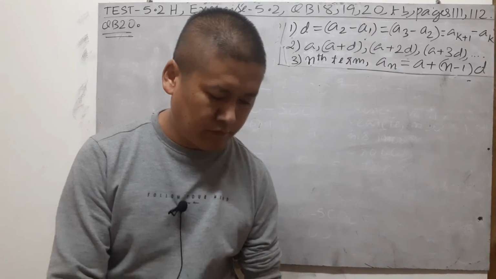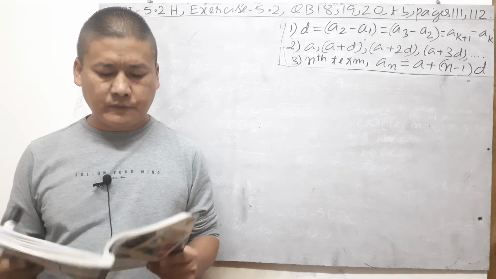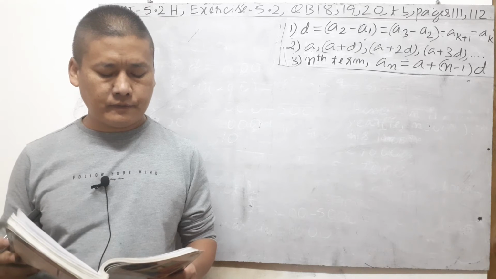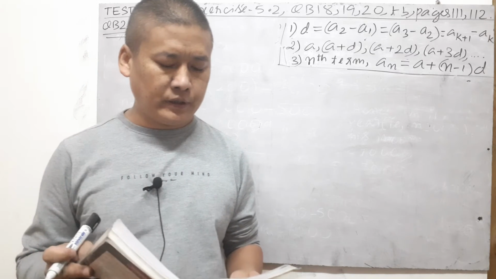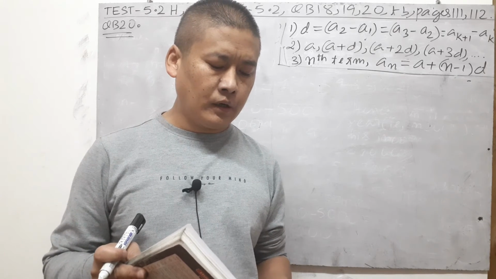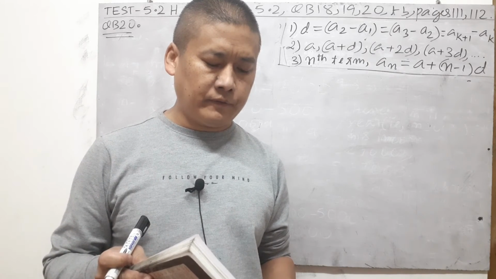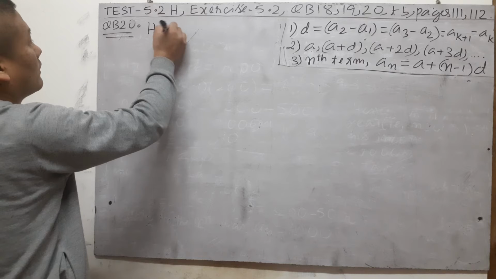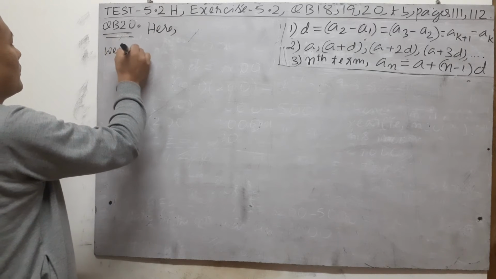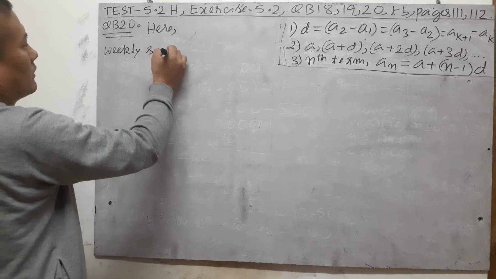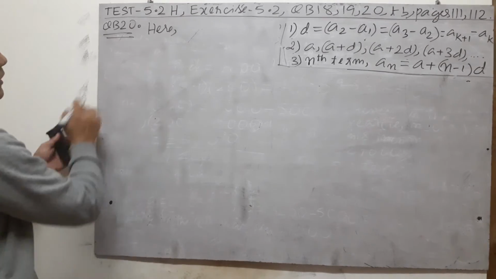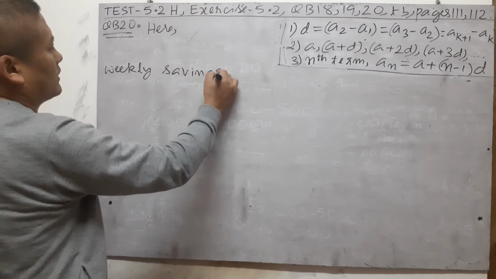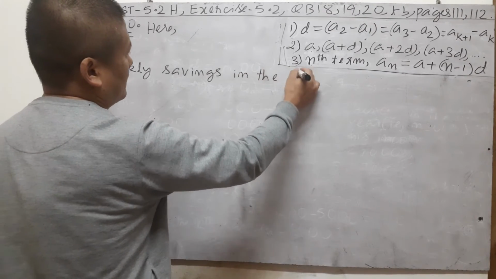Ramakali saved rupees 5 in the first week of a particular year and then increased her weekly savings by rupees 1.75. If in the nth week her weekly savings became rupees 20.75, find n. So here, weekly savings, okay, let me just write a bit below. Weekly savings means her weekly savings in the first week.